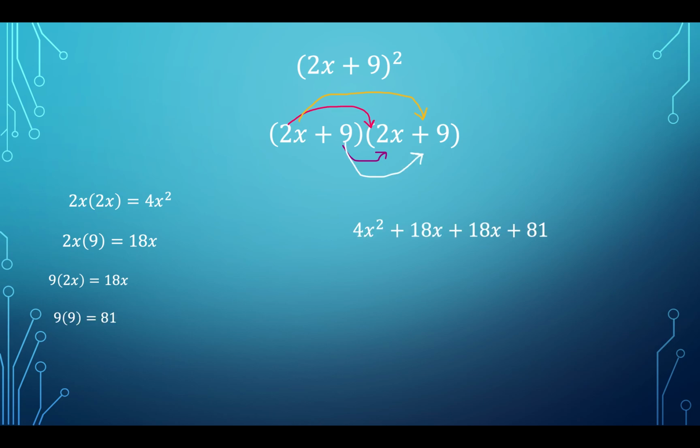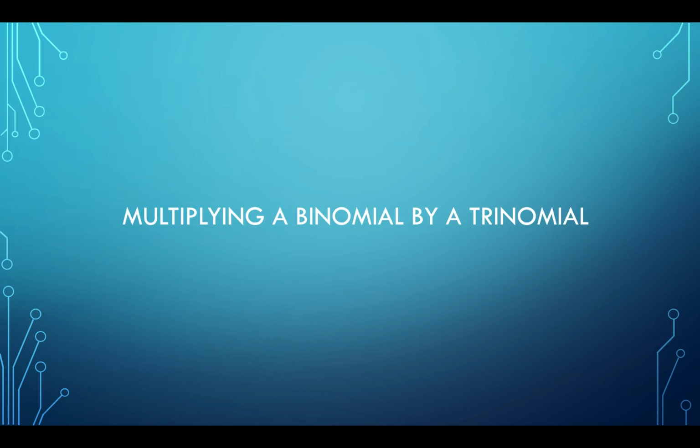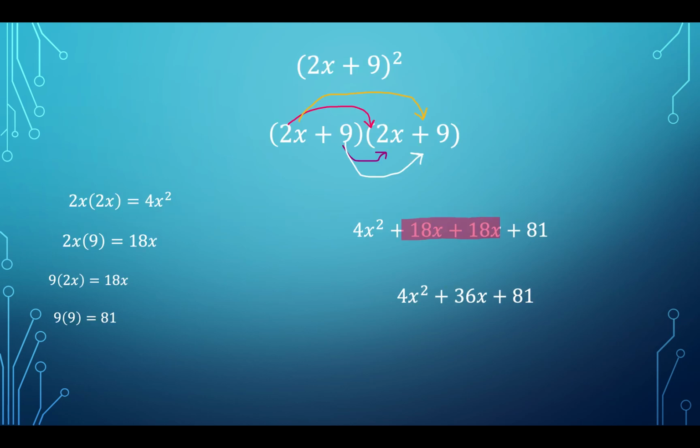So we write this all out. We have 4x squared plus 18x plus 18x plus 81. Combine our like terms, so 18x plus 18x. So my final answer is 4x squared plus 36x plus 81.